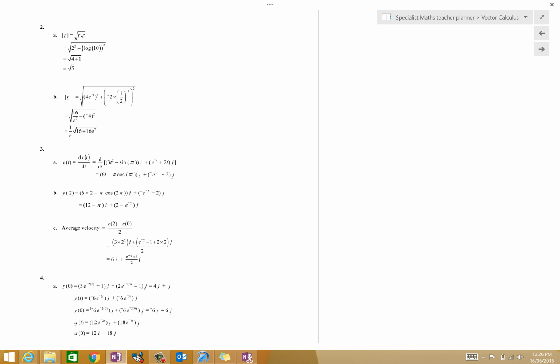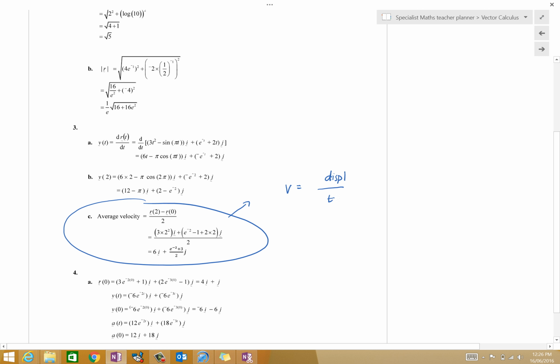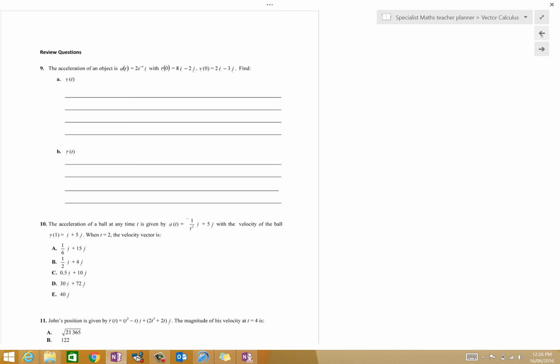Not the average speed. Remember, if you asked average speed, speed's going to be a scalar quantity. So that is pretty much just the average velocity is equal to more or less displacement over time. And we're going to have to work out the position at 2, the position at 0, and that's how we do it. All right, getting back to where we were.